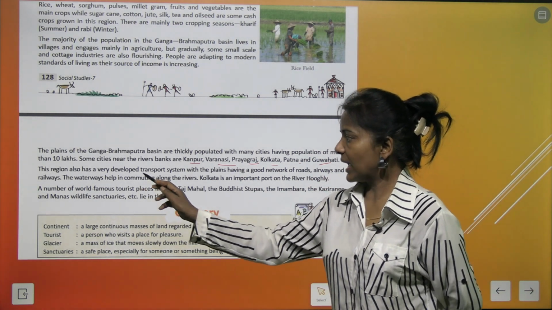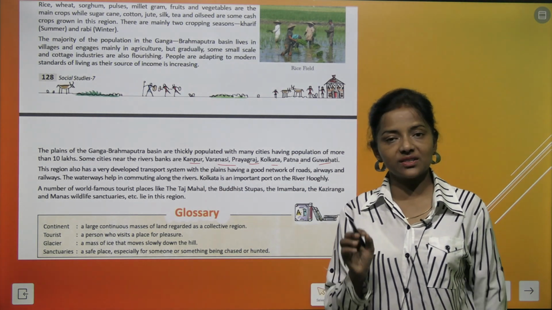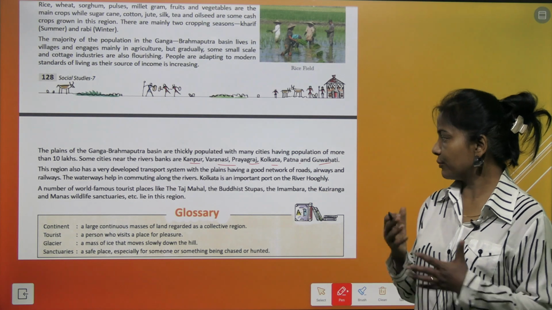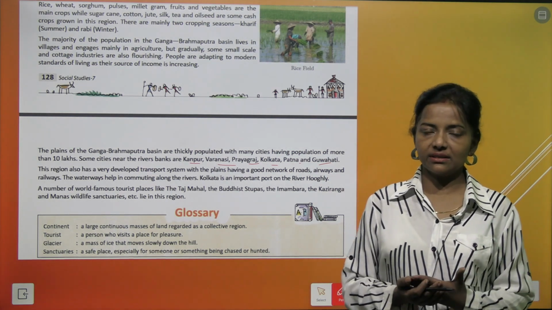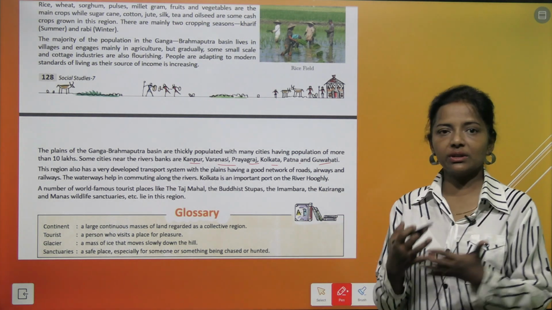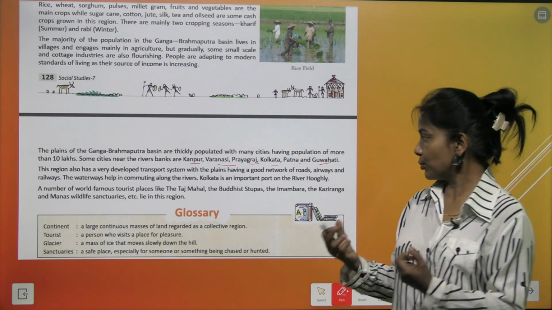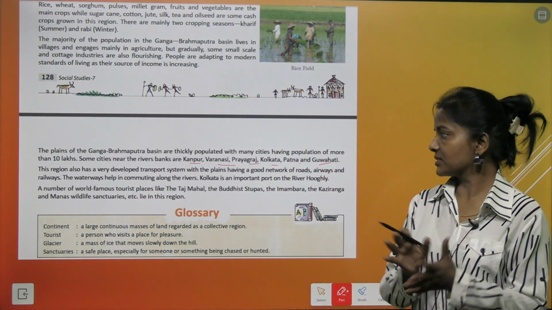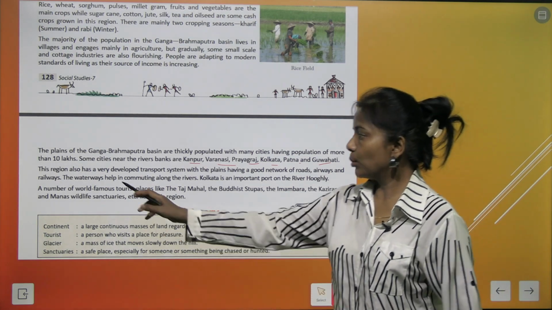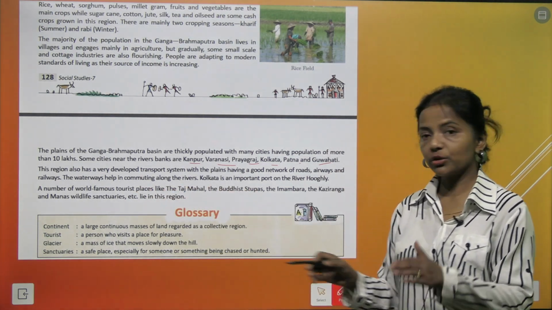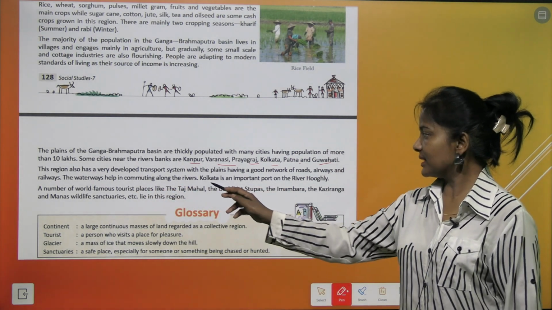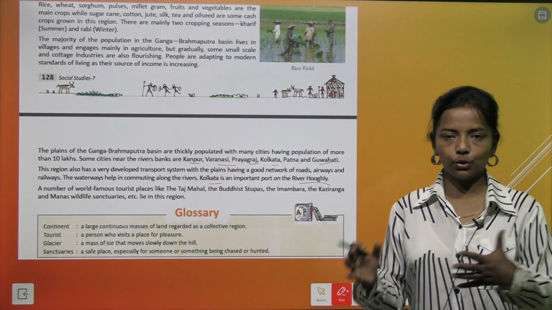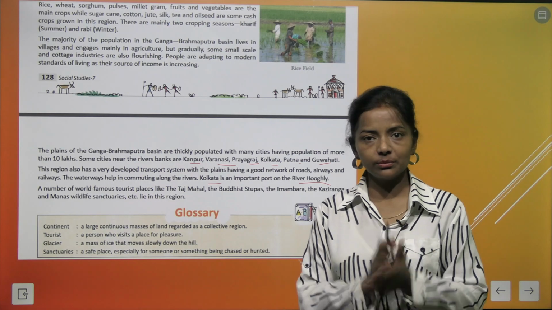This region also has a very developed transport system, with the plains having a good network of roads, airways and railways. क्योंकि एक अच्छा network है airways, railways और roadways का, इसलिए यहाँ पे एक अच्छा transport system भी develop हुआ. The waterways help in commuting along the rivers. Kolkata is an important port on the river Hooghly. River Hooghly पे कोलकाता एक बहुत important port है.